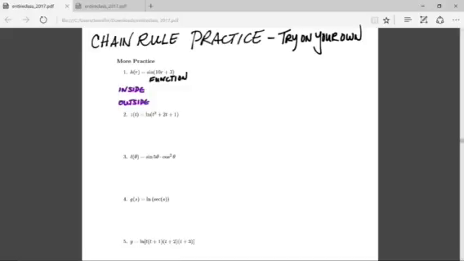For our first problem, h of r equals the sine of 10r plus 3. The inside function is the argument of the sine. The outside function is the sine itself. So let us call the inside function u, equal to 10r plus 3, and the outside function h is going to be the sine of u.